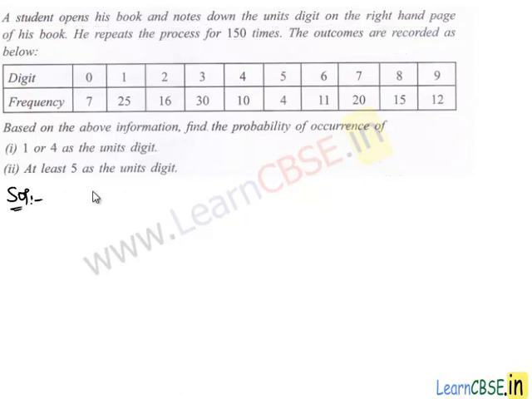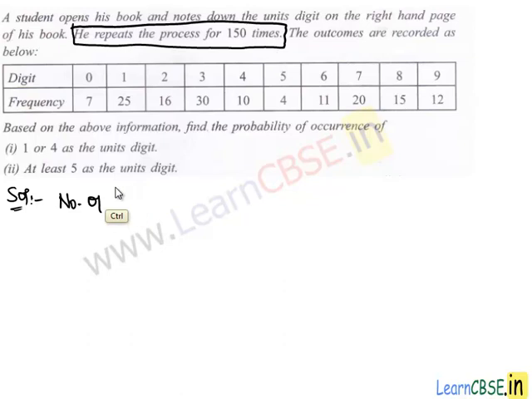In this experiment, the student opens his book 150 times. Here it is given that he repeats the process for 150 times. Therefore, the number of trials, that is the total number of outcomes, is 150. Now we have to take the probability that 1 or 4 is the unit digit.